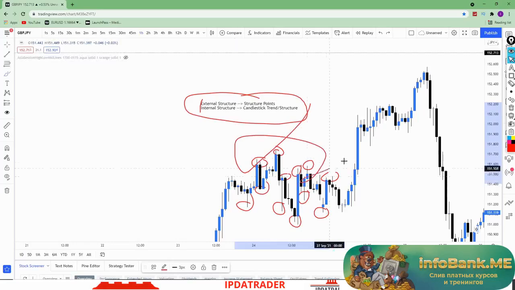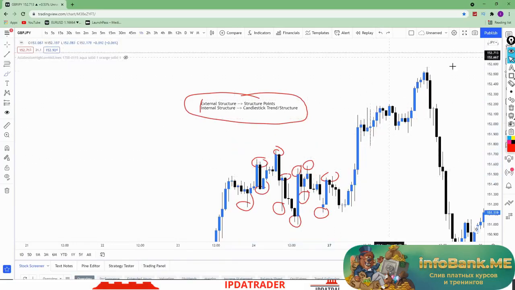So let me remove some of this stuff because it's getting pretty messy, and I will be back in the drawing board, and we're going to be taking a look into this concept today. So traders, we're back on the drawing board, and I'm pretty excited for this one. So let's not waste any time.